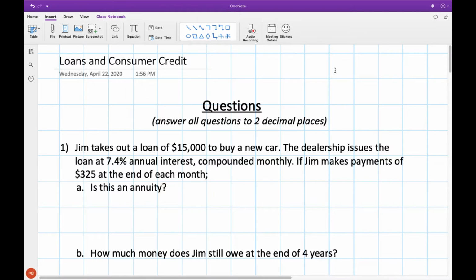Fortunately, we can still use TVM and all of the same skills that we've been doing so far. The biggest change is usually the sign of your values when you're doing these calculations. So let's jump into an example and see how this works.